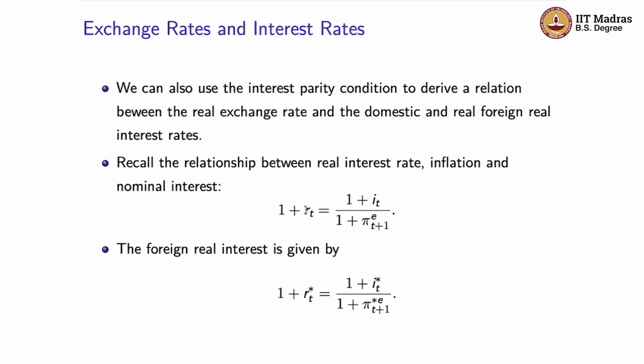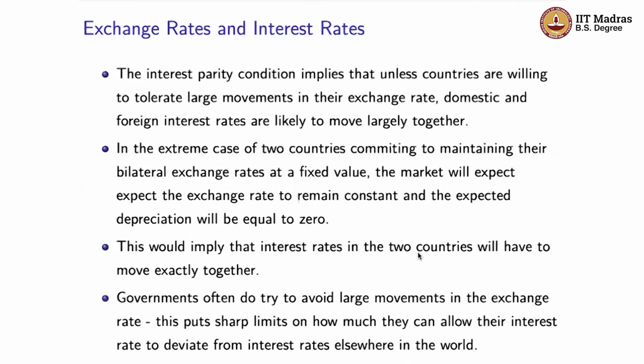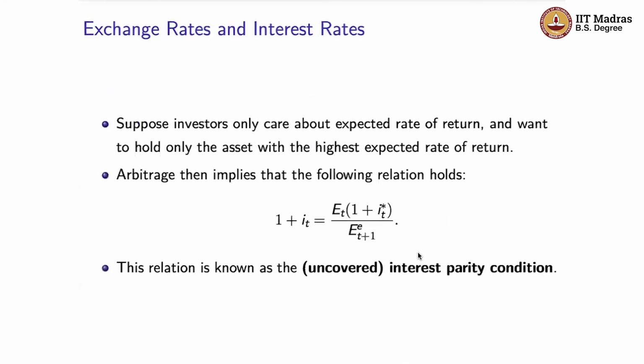So here R_t is the domestic real interest rate, and R star t is the foreign real interest rate. Similarly, i_t is the nominal interest rate, and i star t is the foreign nominal interest rate. And pi^e_{t+1} is the expected inflation in the domestic economy, and pi star^e_{t+1} is the inflation expected in the foreign economy. So we had the basic version of the interest parity condition in this way.